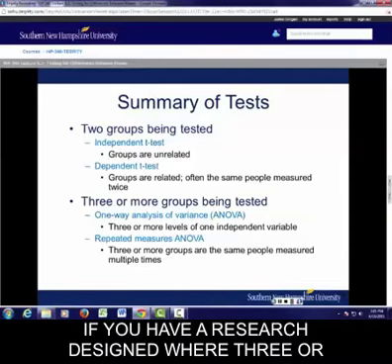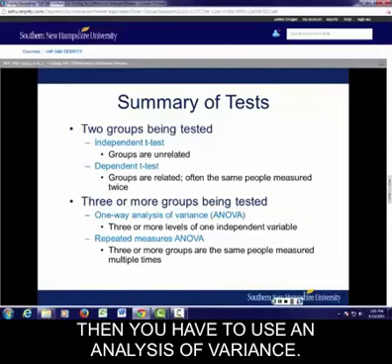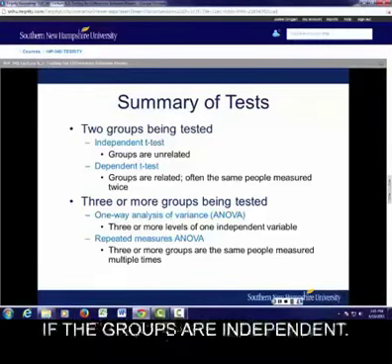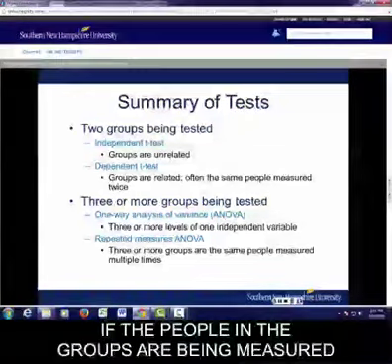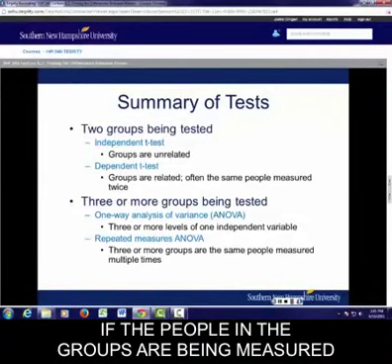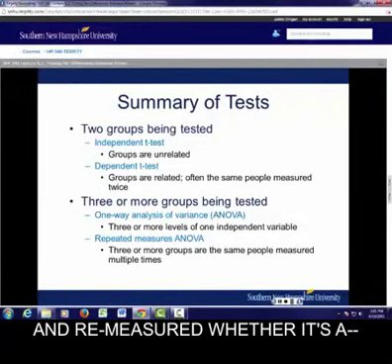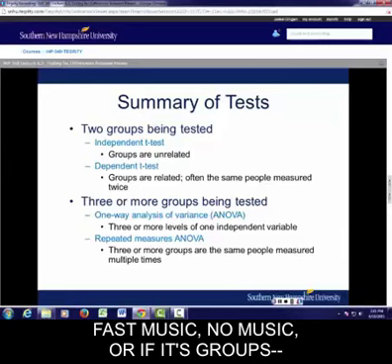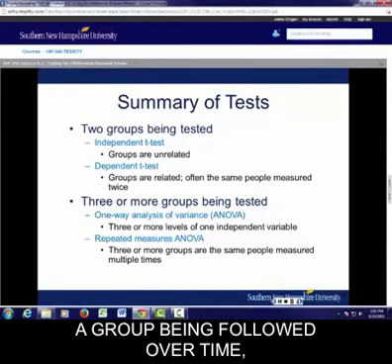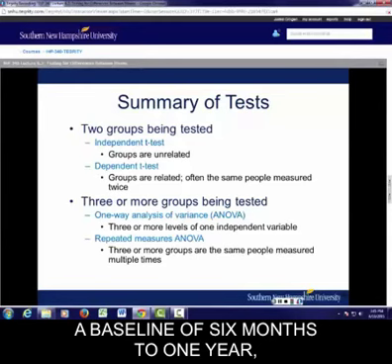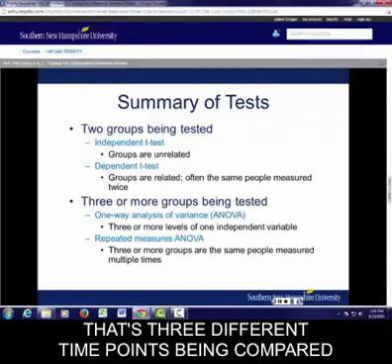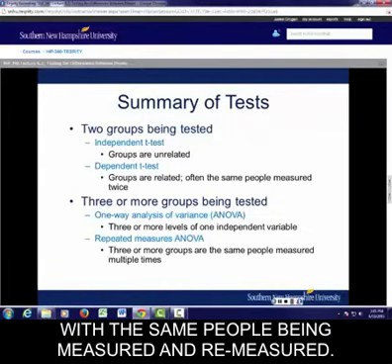If you have a research design where 3 or more groups are being compared, then you have to use an analysis of variance. It's a one-way analysis of variance if the groups are independent. And it's a repeated measures analysis of variance if the people in the groups are being measured and remeasured, whether it's under different conditions, slow music, fast music, no music, or if it's a group being followed over time, baseline, 6 months, 1 year. Did people change from baseline to 6 months to 1 year? That's 3 different time points being compared, but the same people being measured and remeasured. That's repeated measures.